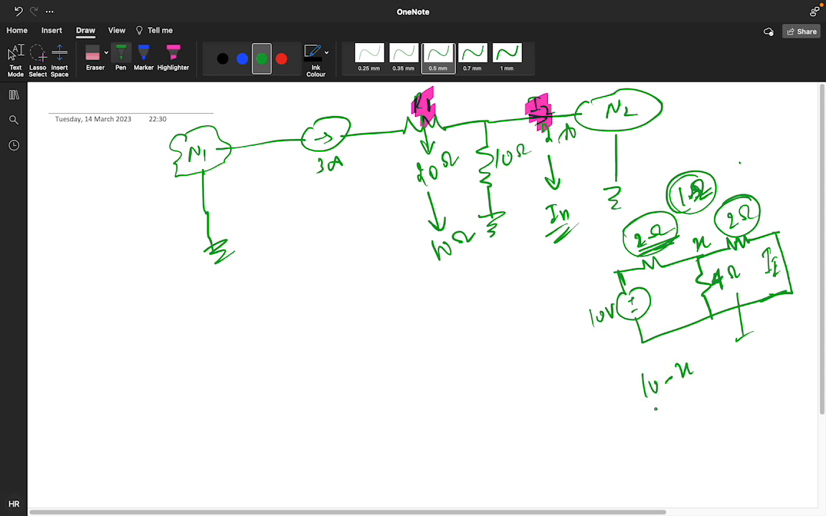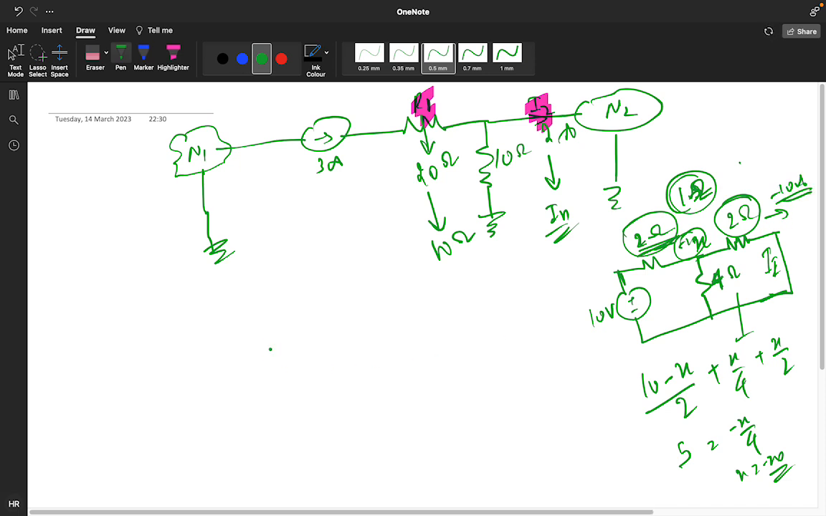10 minus x divided by 2 plus x by 4 plus x by 2. So we are getting 5 equals minus x by 4. So x value we are getting is minus 20. Minus 20 divided by 2, minus 10 ampere it is coming.